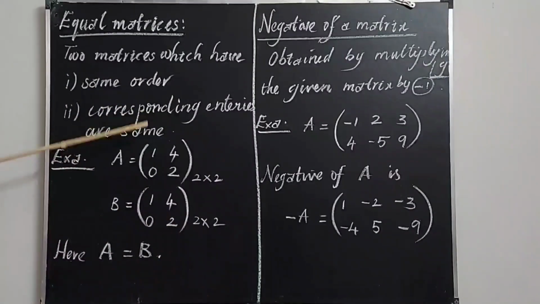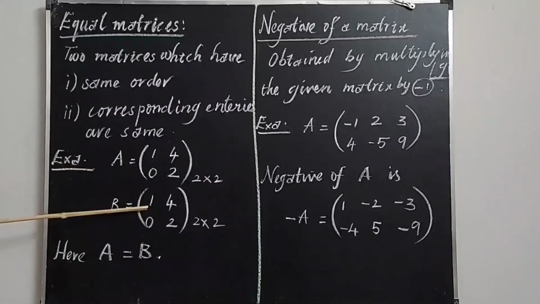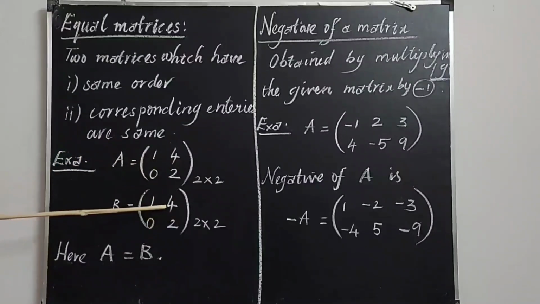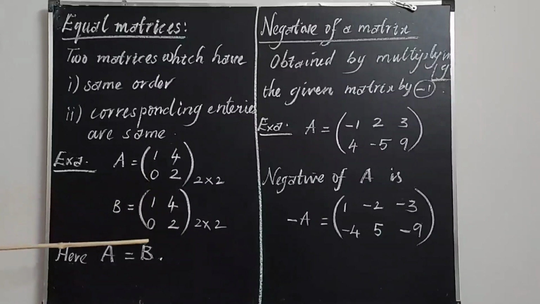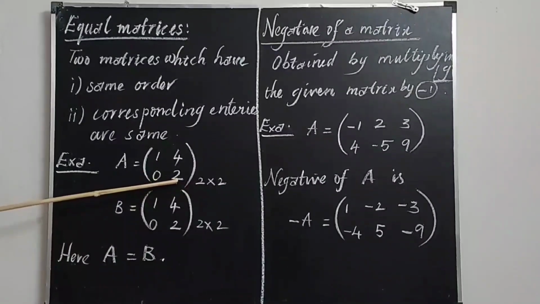And look at the corresponding entries. Corresponding entries means, look at first row, first column, 1. Here also first row, first column is 1. That is the corresponding entries. And the first row, second column, 4. Here the first row, second column entry is 4. And second row, first column, 0. Here also second row, first column is 0. Second row, second column is 2.